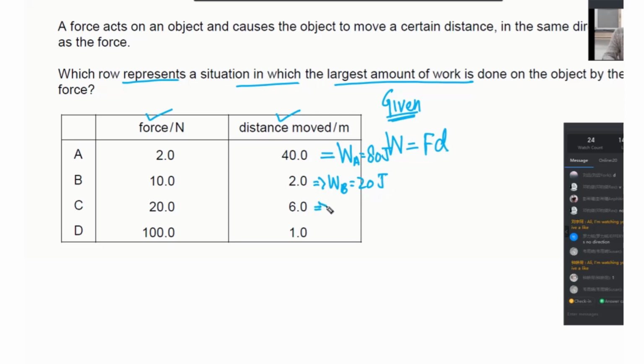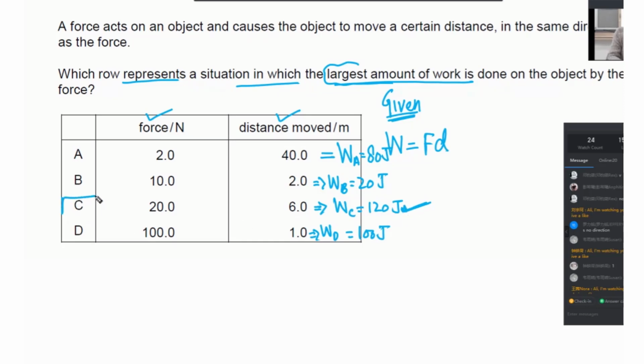If you go to next option, you can see work done by C, 20 times 6, so this will be equal to 120 joules. The fourth one, work done by D, this is simply 100 times 1, so this is 100 joules. Now simply you need to find out the largest amount of work, and largest is C. So this is the largest work done. So the best option is C. So C is the answer.